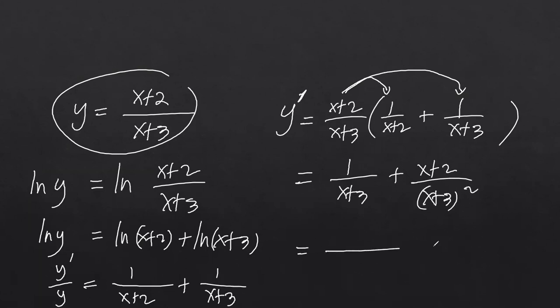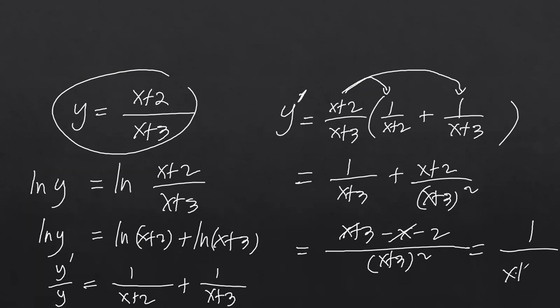Then we will combine. So obviously the LCD is x plus 3 squared. So it becomes here only x plus 3, and here is only negative x minus 2. If we simplify it further, this x will be cancelled out. 3 minus 2 is 1. So it is just 1 over x plus 3 quantity squared.